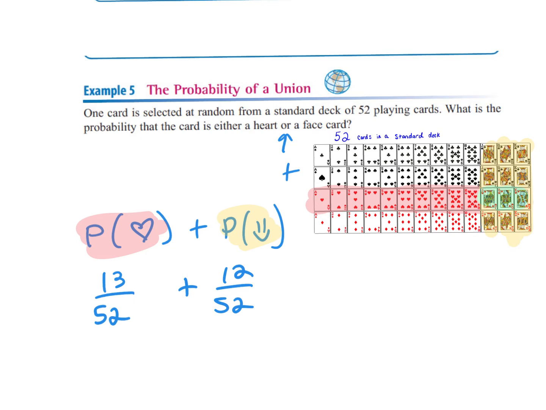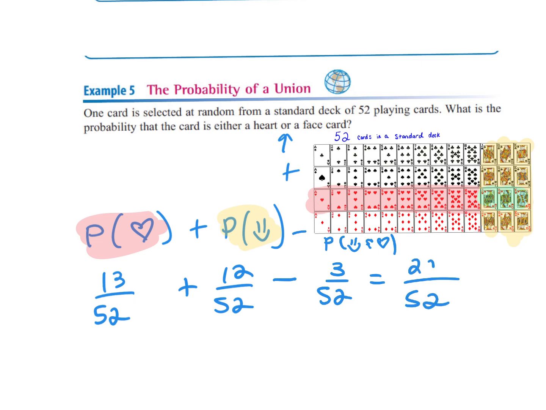So when you have an overlapping event, you take the probability of the first thing happening, add it to the probability of the second thing happening, and then you have to subtract the probability of the overlap. So I have to subtract the face cards that have hearts on them, right? So I'm going to take off the 3 out of 52. Now, guys, you're adding and subtracting fractions. They all have the same denominator? Yes. So what's 13 plus 12 minus 3?